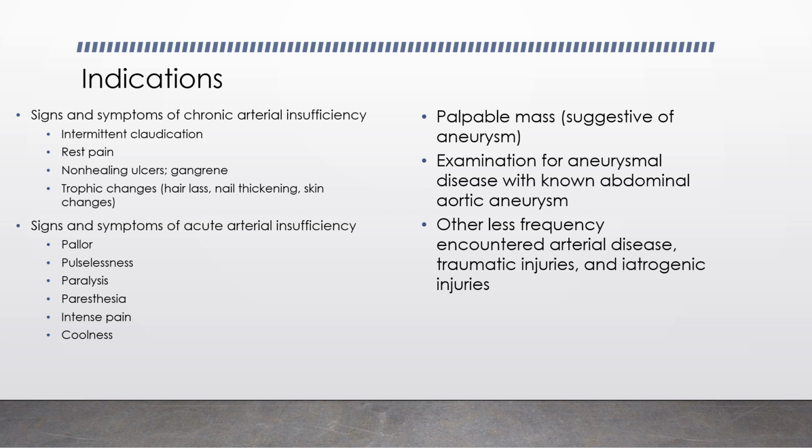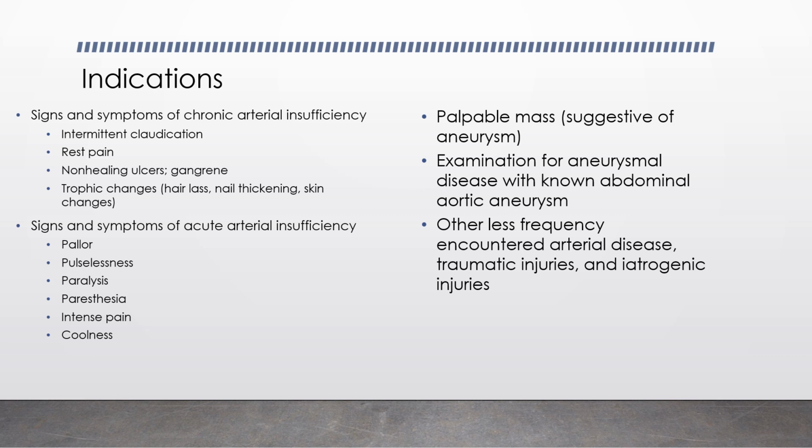Examination for aneurysmal diseases with a known abdominal aortic aneurysm is going to be important, because if the patient is creating or having that weakening of the vascular wall in one area of the body, that could indicate that they have some sort of connective tissue issue that would allow them to create or have aneurysms in other areas of the body. So that's definitely going to set your radar up if you know they have a known aortic aneurysm.